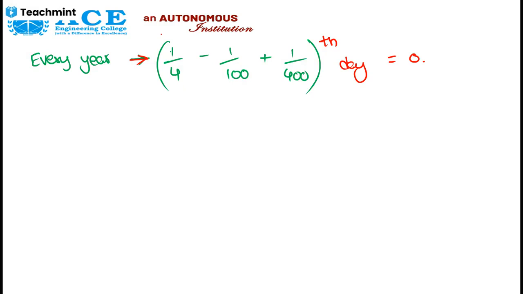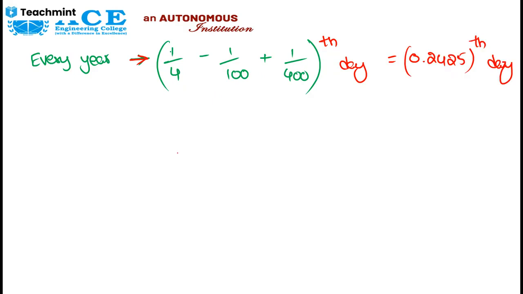No, you can check this. 1 upon 100, 1 upon 400, 0.2425, correct. So this 0.2425 of the day is going to be saved, or 1 upon 4 minus 1 upon 100 plus 1 upon 400.